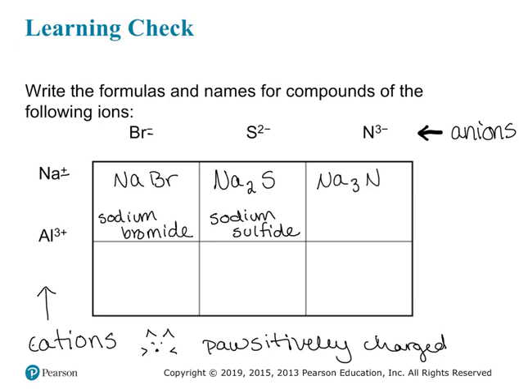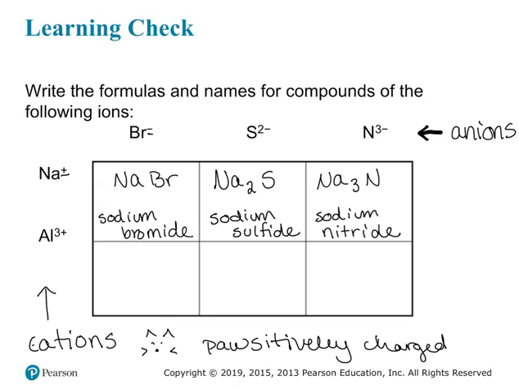Na3N. So we need 3 sodium ions to balance the charge on the nitrogen ion. And how would we name this ionic compound? Sodium nitride. Okay, so now let's work on row 2.